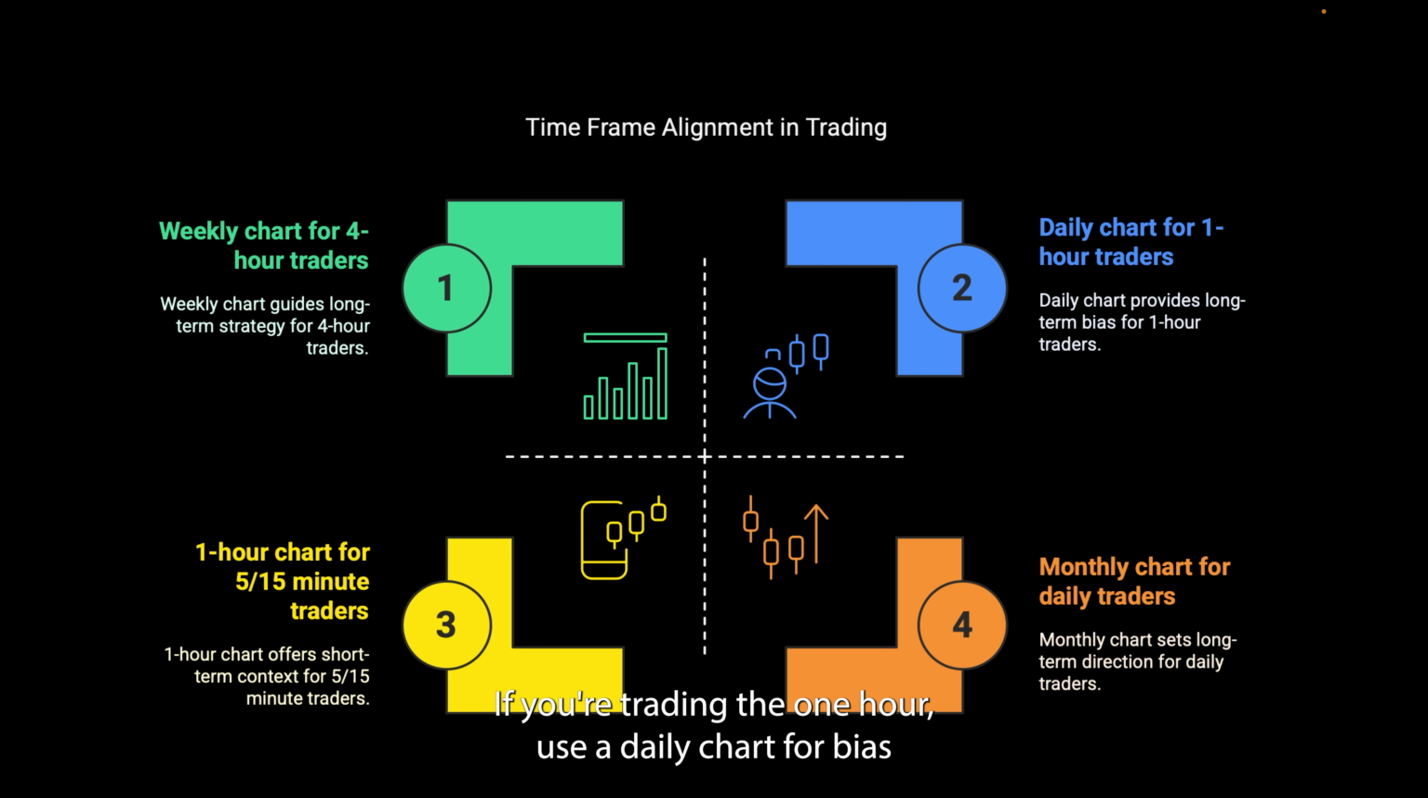If you're trading the 1 hour, use the daily chart for bias. For 4 hour traders, check the weekly chart. And if you trade the daily, always refer to the monthly chart. This helps you avoid trading against a larger market trend, which is a mistake most retail traders make.